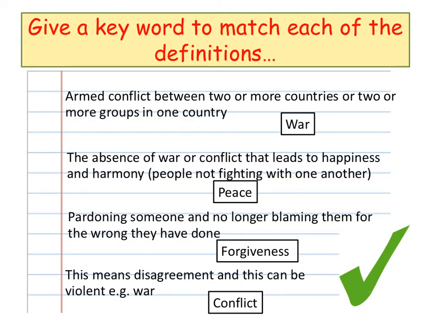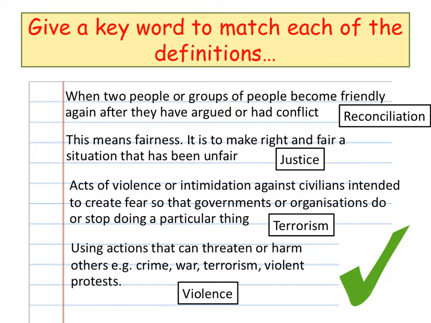Now just grab a different coloured pen or a pencil and mark what you've got for each one of these things. So an armed conflict between two or more countries or two or more groups in one country was war. The absence of war or conflict that leads to happiness and harmony, people not fighting with one another, is peace. Pardoning someone and no longer blaming them for the wrong that they have done is forgiveness. Disagreement, which can be violent, is conflict. When two or more groups of people become friendly again after they've argued or had conflict, is reconciliation. This means fairness. It's to make right and fair a situation that has been unfair, is justice.